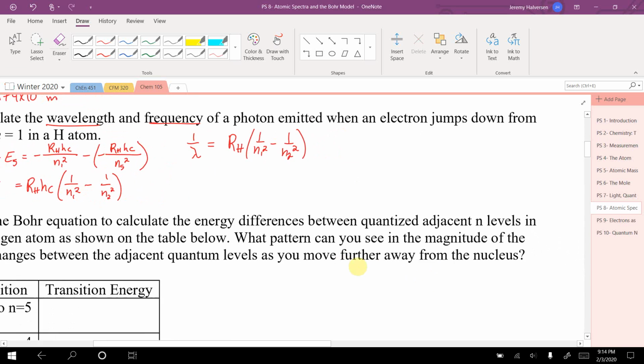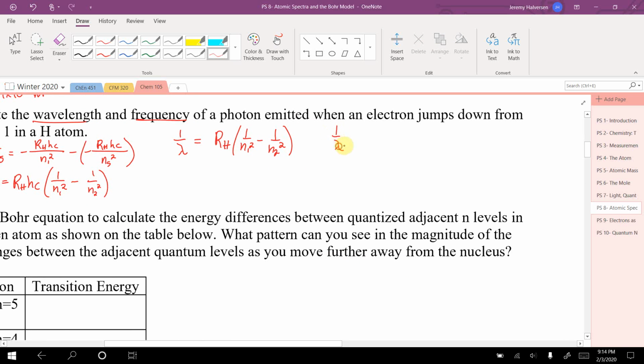So I'm trying to get the wavelength and the frequency, so 1 over wavelength equals R_H times 1 over 5 squared minus 1 over 1 squared. Plug that into my calculator.